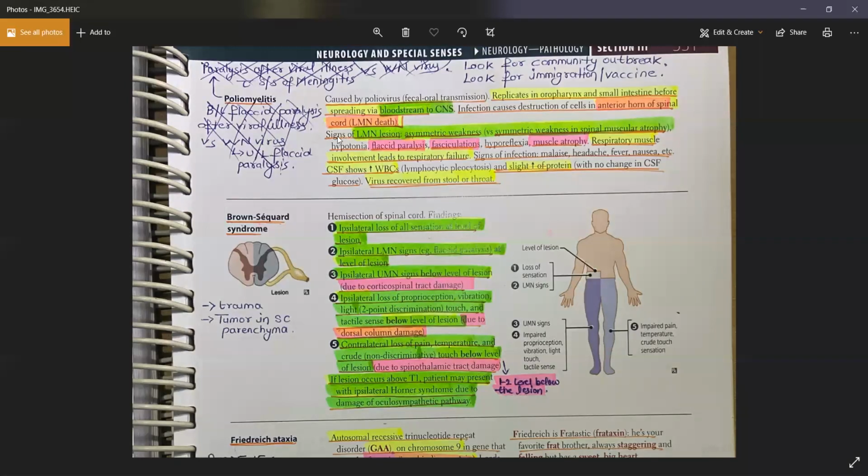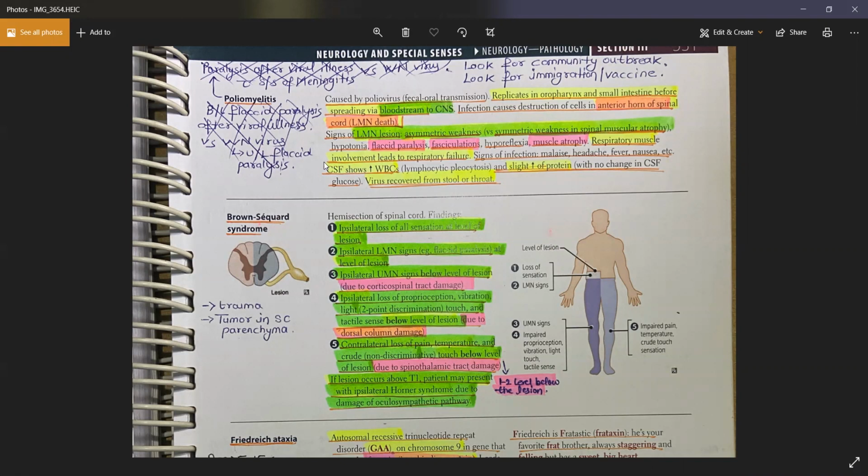You can have hypotonia, flaccid paralysis, fasciculations, hyperreflexia, muscle atrophy. Ultimately, the respiratory muscles will be involved, and you will get a respiratory failure. Okay. Along with this paralysis, the patient will also get fever, headache, nausea, and malaise, and these are the symptoms of the infection or the inflammation, right? So signs and symptoms of the infection will be there. Signs and symptoms of the damage of the anterior horn will be there.